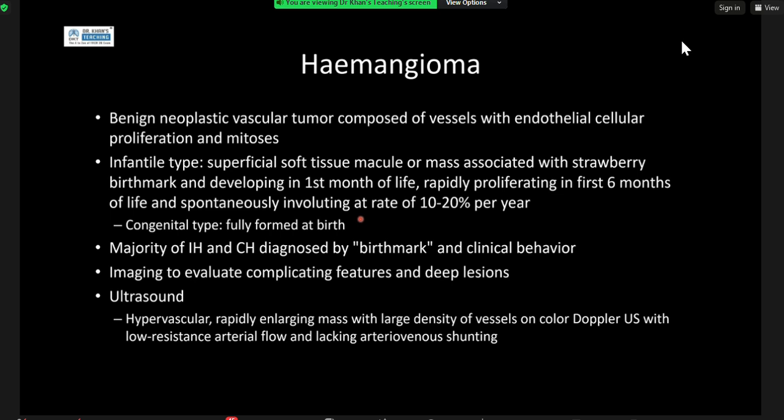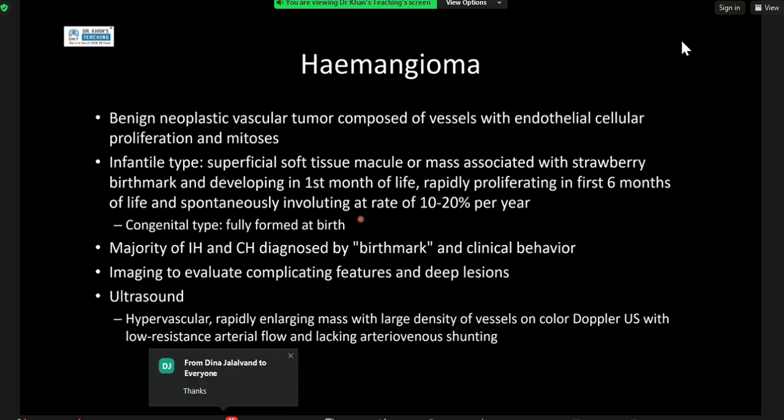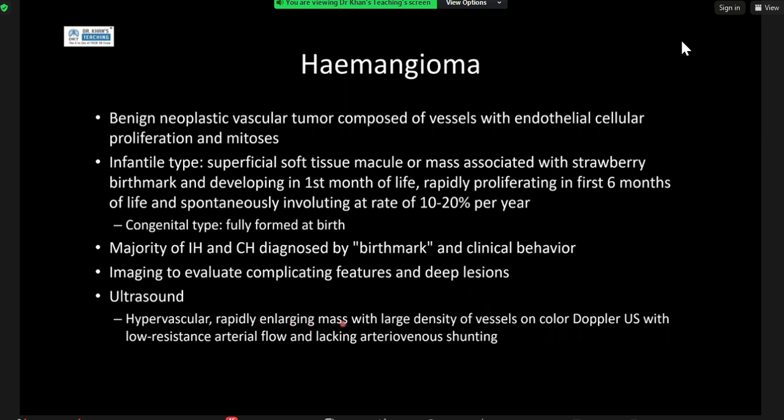So if it's a very vascular lesion, and if you've got overlying skin changes, great. And then history is important. Okay, so when did it start and how is it developing. So an ultrasound is one of your key things. You do an ultrasound first for any lumps or bumps in the kid: hypervascular, rapidly enlarging or decreasing depending on when you image it, with a large density of vessels, and you get arterial flow in them.